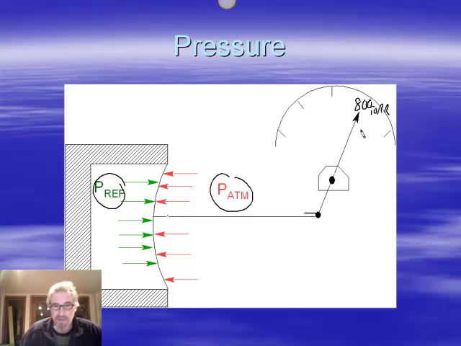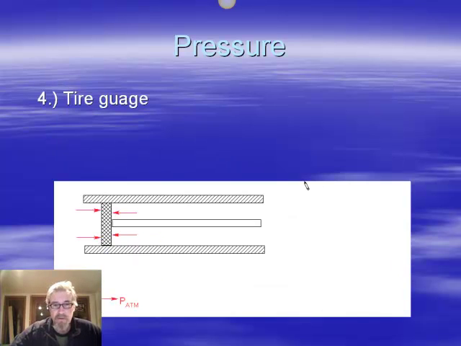Now, in real life, these things look a lot different, and it's not always a mechanical linkage. In fact, nowadays, it's much more likely to be some kind of an electronic strain gauge or something that's glued to the diaphragm. But that's the basic idea. The reference pressure is compared to the atmospheric pressure, and then we use some way of telling how much bigger or smaller it is.